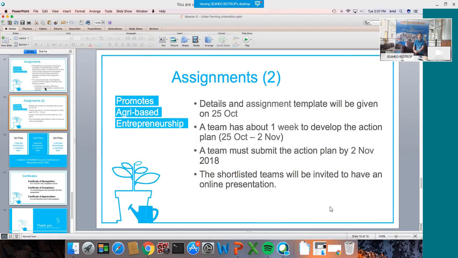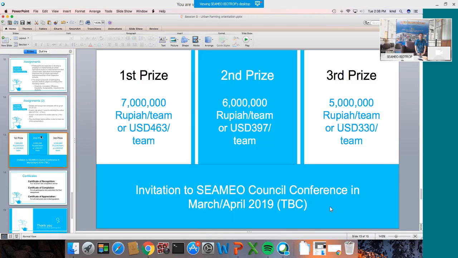And only the shortlisted teams, or the teams that have acquired the highest scores from the juries, will be invited to have an online presentation, like I mentioned earlier. The finalists will be invited to present the project proposals, and they will be judged again according to the criteria that I have mentioned earlier.